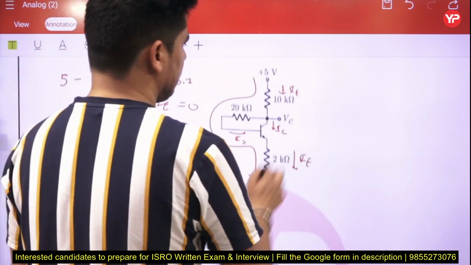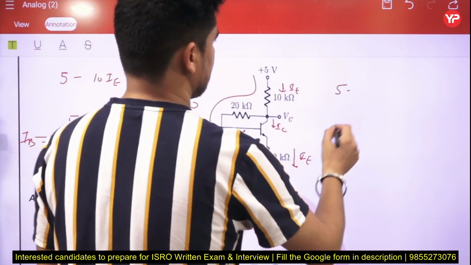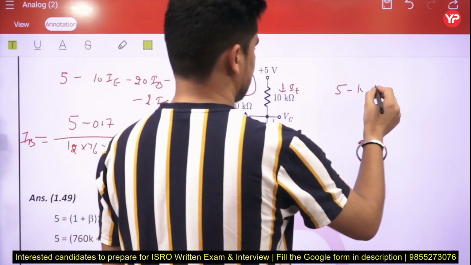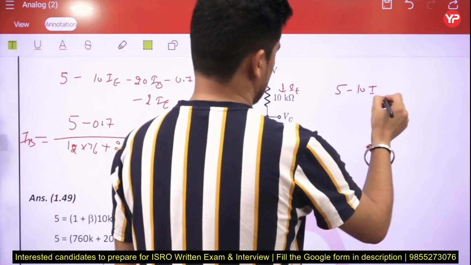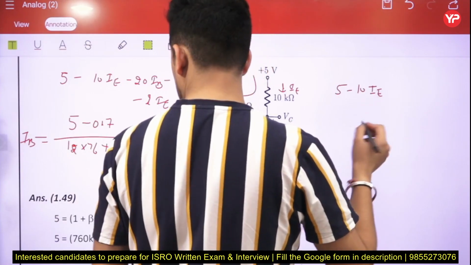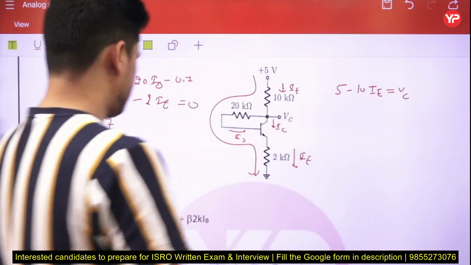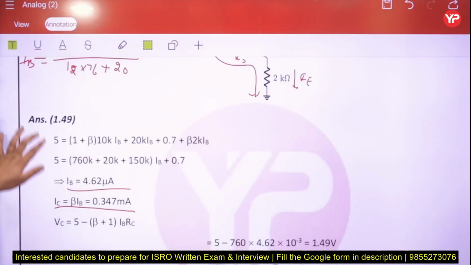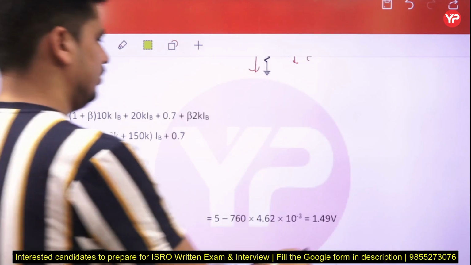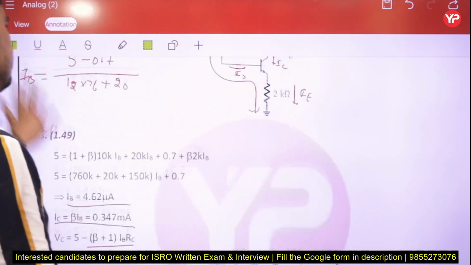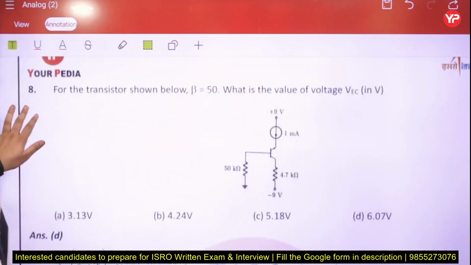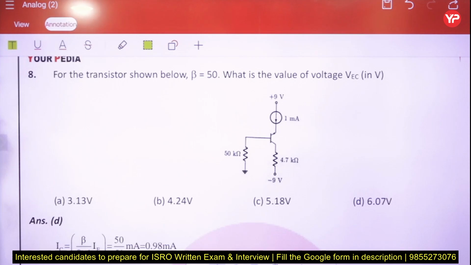VC is easily calculated, that is 5 minus how much? 10 times IE, right? We got the IE from this equation, right? Equals to what? VC. So directly put the value of IE, you will go to the IB, beta 1 plus RC. Yeah, you got 1.49. Yes. Below transistor beta is given to you.